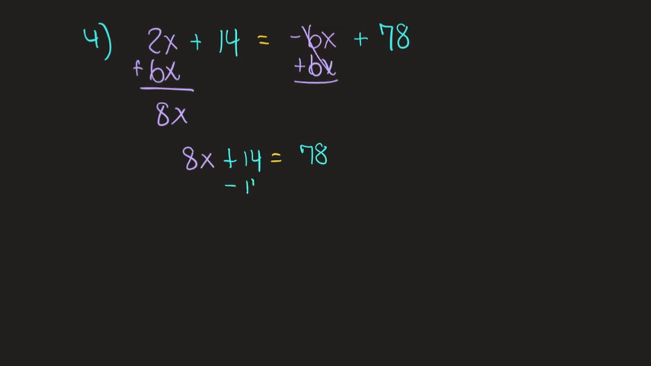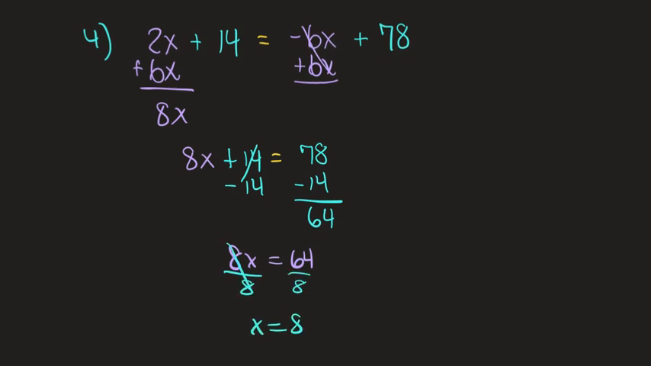You should have done minus 14, cross out. What's my answer? 78 minus 14 is 64. Rewrite the question. Sing one more song. Divide by 8, cross out. What's my answer? x equals 8.